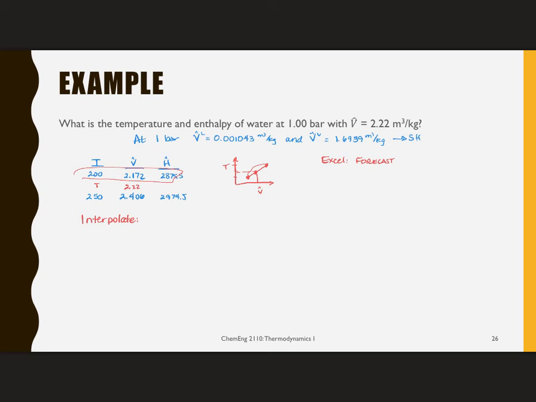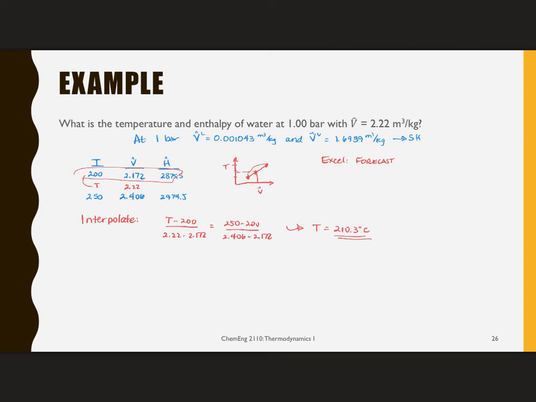The slope between these 2 points is t minus 200 over 2.22 minus 2.172. And the slope of the full line is 250 minus 200 over 2.406 minus 2.172. And I can solve this for t equals 210.3 degrees C.